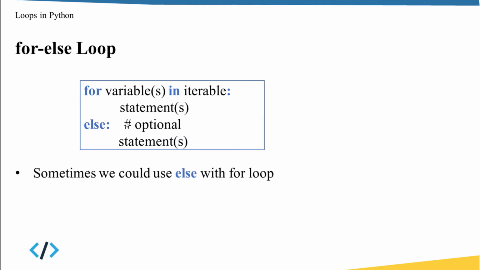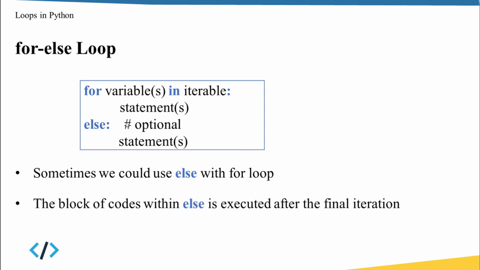Now we have to ask ourselves, I said sometimes we could use else. So when do I have to use else? The block of code inside else is going to be executed after the final iteration. So if you want to execute some statements once the for loop finishes the execution of all iterations, then you have to use else. So in other words, the block of code within else is executed after the final iteration.